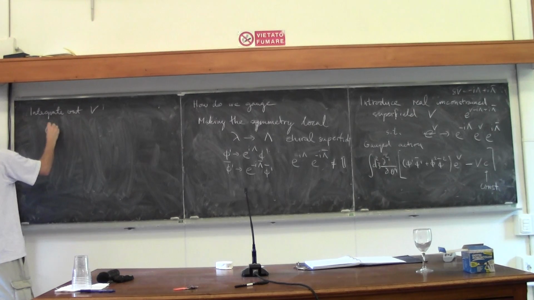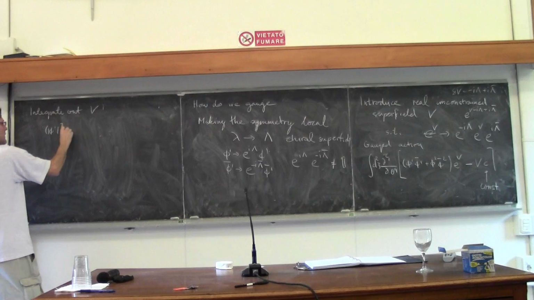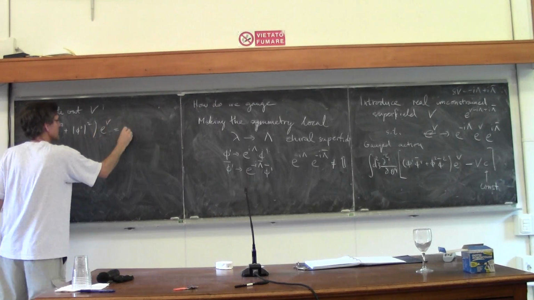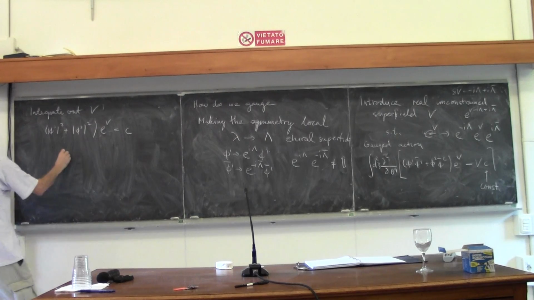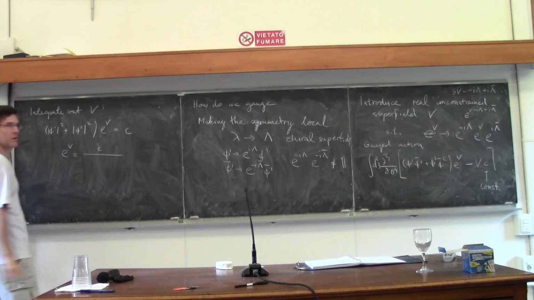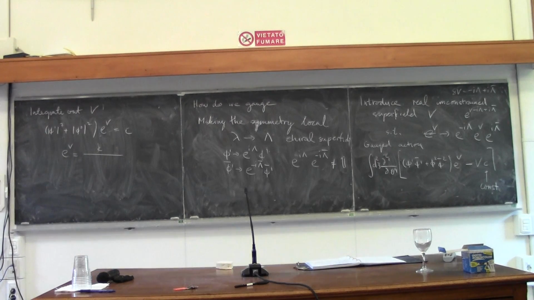The equation of motion looks like this: phi1 squared, phi2 squared, e to the V is equal to c. It's a non-linear action. How can you integrate out V? I take the variation with respect to V.